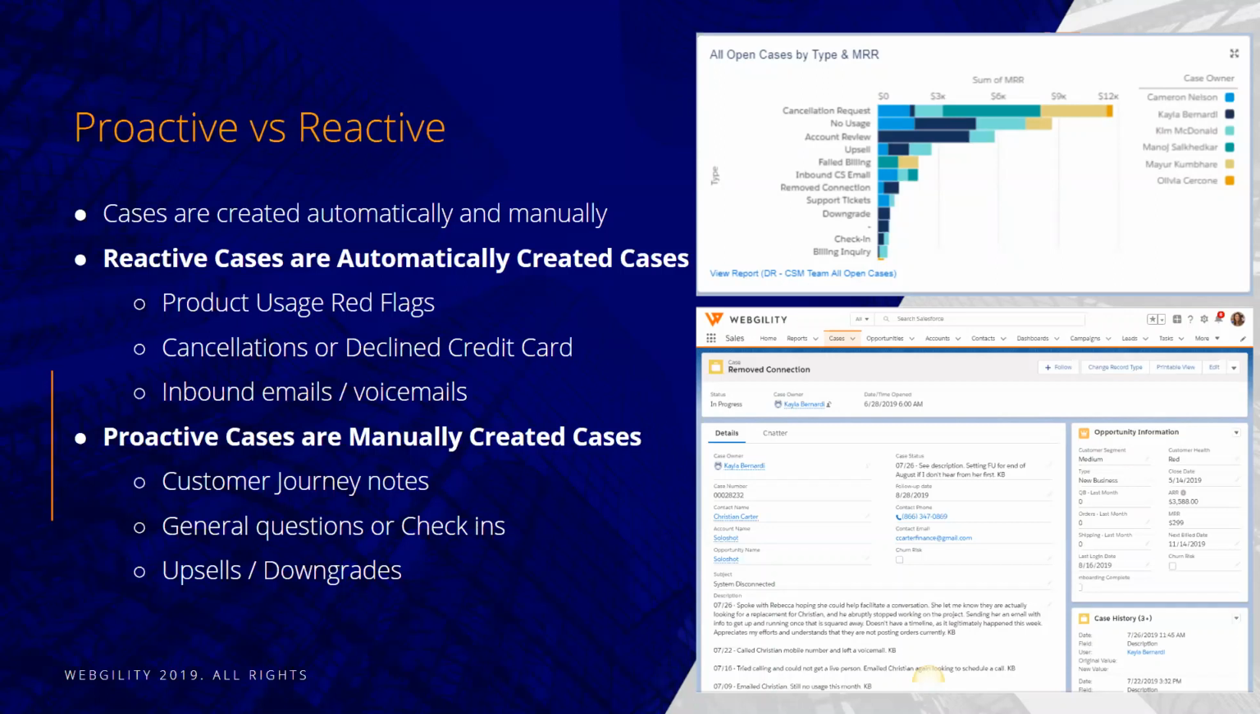The other proactive cases that are manually created will be for like 30-day check-ins. So as a reminder, you have to contact people every 30 days. Well, you'll use a case to document your notes from that check-in. The same goes for a general question. So you might reach out to respond to an email, or someone may call you asking some random question, and then you would just create a general check-in or a general question case and put your notes in for that.